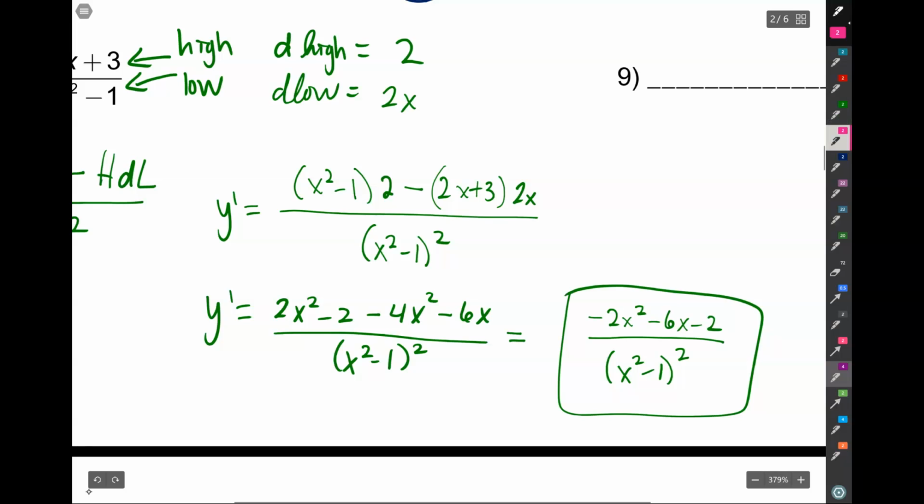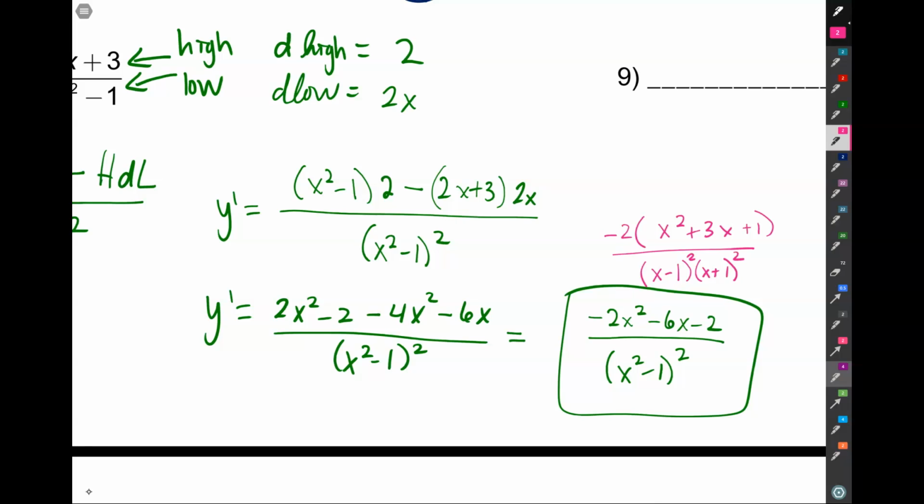So what I was talking about on the top, if I pulled out a negative 2, I'd have x squared plus 3x plus 1 all over the bottom. And we know that x squared minus 1 is literally x minus 1, x plus 1, but then both of these happen twice because it's squared. The top one, x squared plus 3x plus 1, you have to use the quadratic equation. There's no number that adds to 3 and multiplies to 1, no nice integer number. So that's why I'm done, because I see nothing on top and bottom that will cancel.